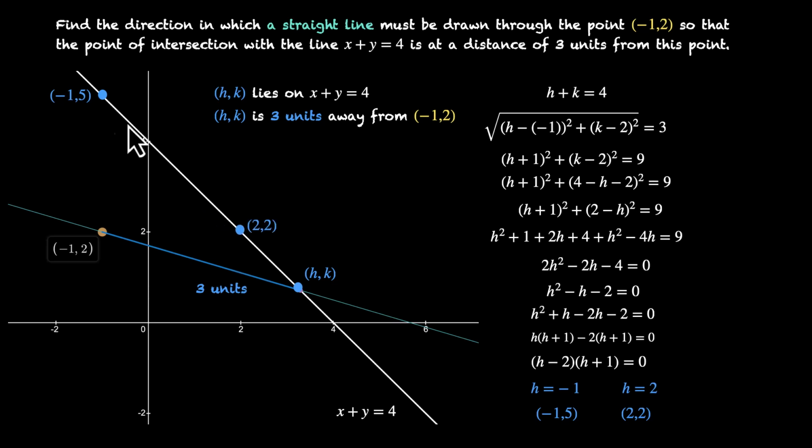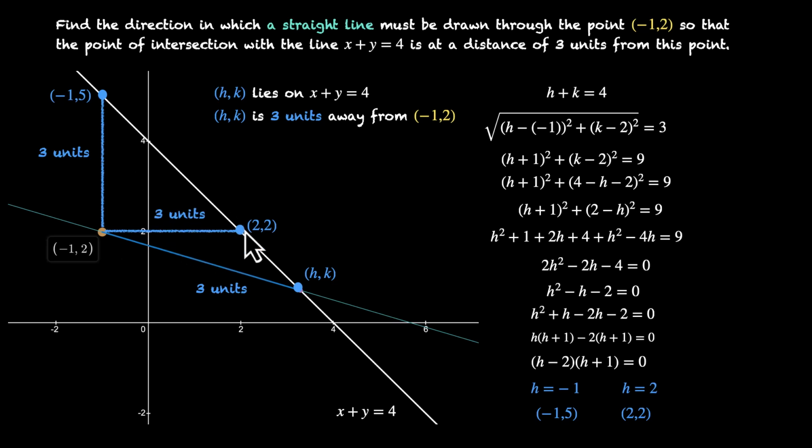Let's figure out the distance. Let's see if these 2 points are really 3 units away from this. So minus 1 comma 2, if we go 3 steps up, we'll reach minus 1 comma 5. So this length is definitely 3 units. This length is also 3 units because minus 1 plus 3 is 2. So here we're moving vertically 3 units up, and here we're moving horizontally 3 units right.